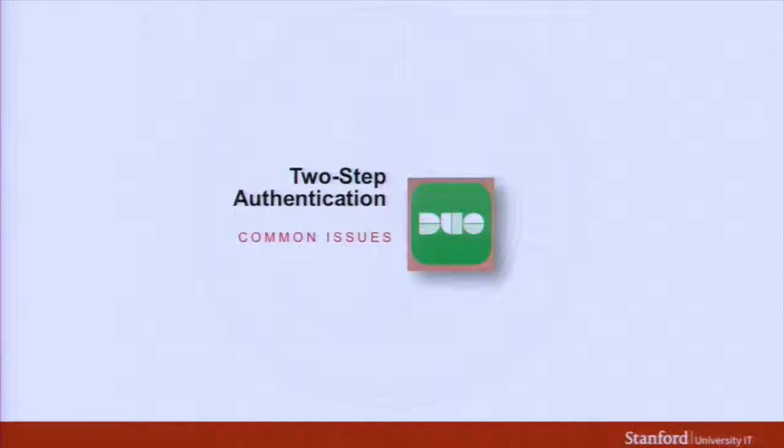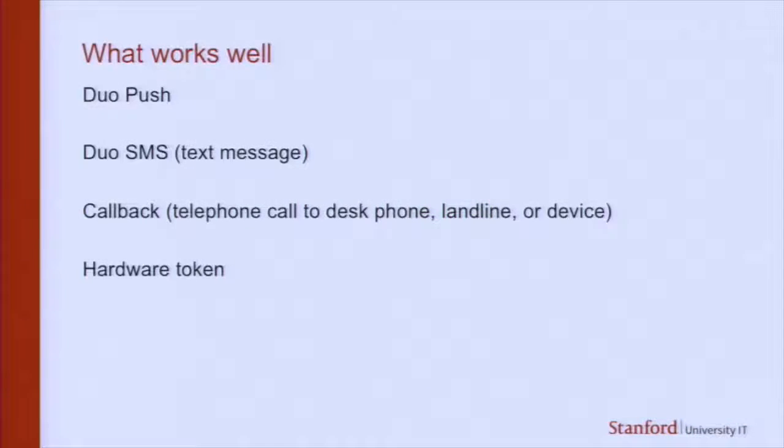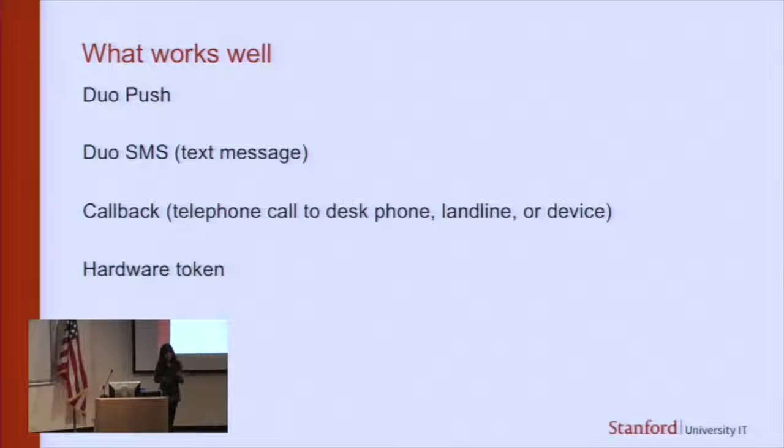Some common issues that we've seen, but first, I always like to talk about what does work. What does work well is the push notification. SMS keeps working well. That seems to be a good one. And the callback keeps working well. And the hardware token has pretty much been infallible. The only thing that we've seen with hardware tokens that people get stuck on is they don't enter the code within the 30-second window, and then they say that it doesn't work. But the code actually expires after the 30 seconds. So if they entered the code after those 30 seconds, then they need to get another code by just pressing that button again.